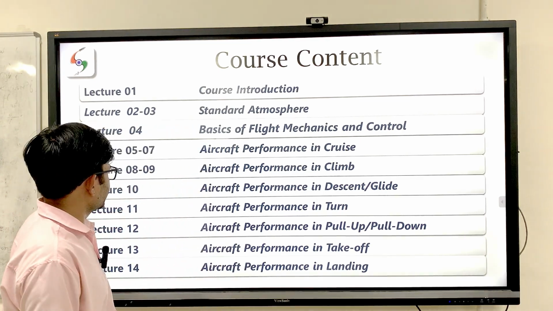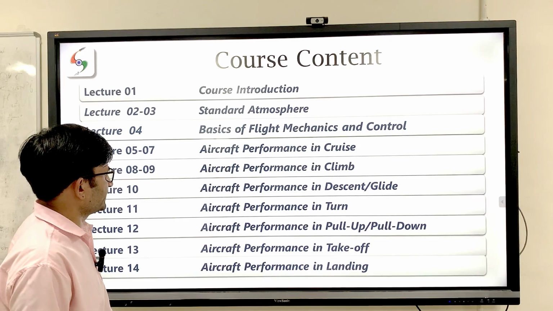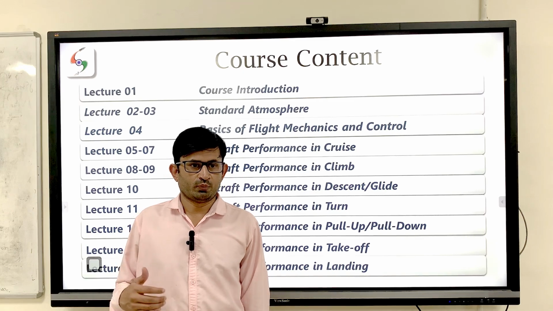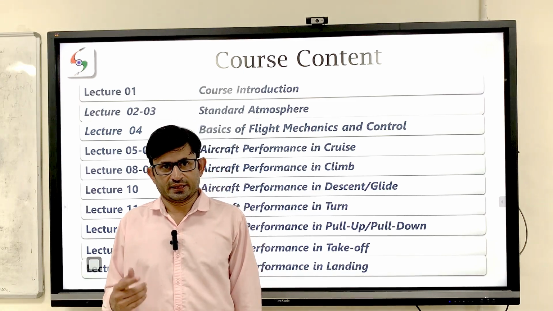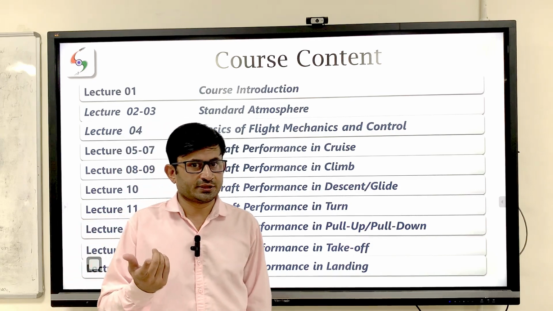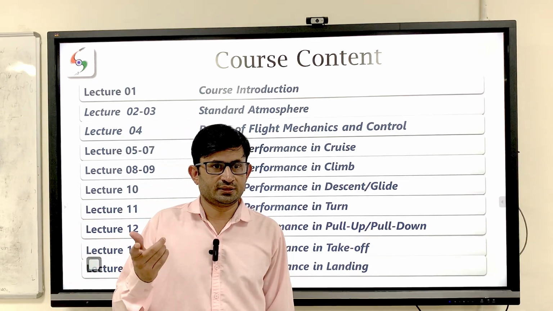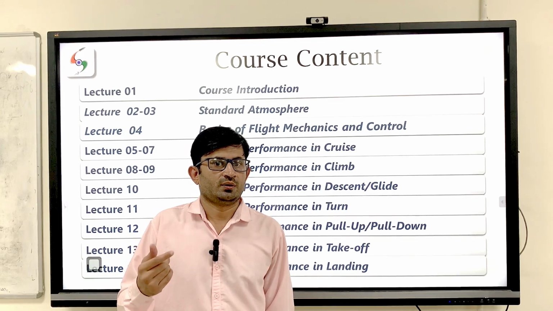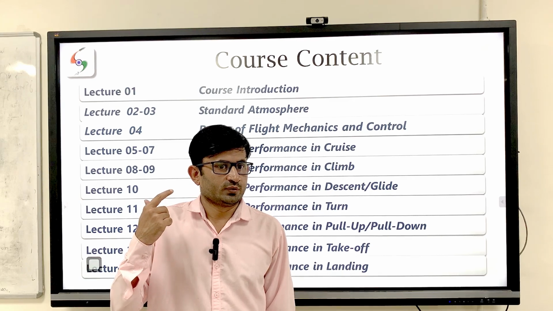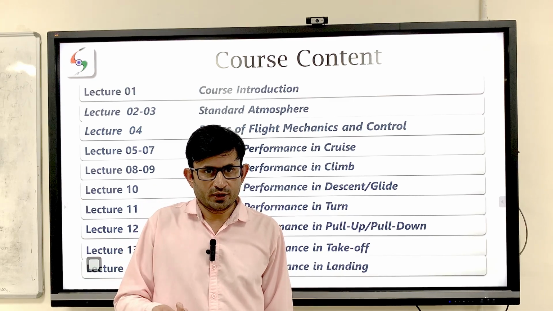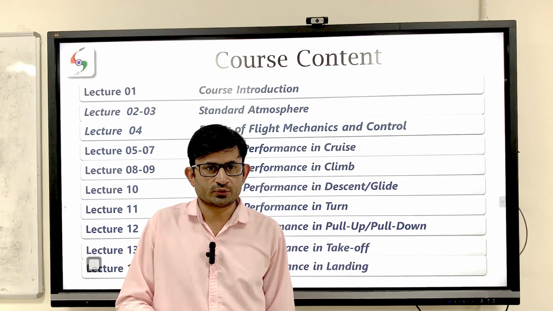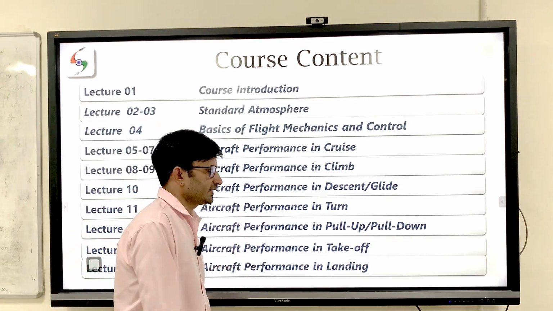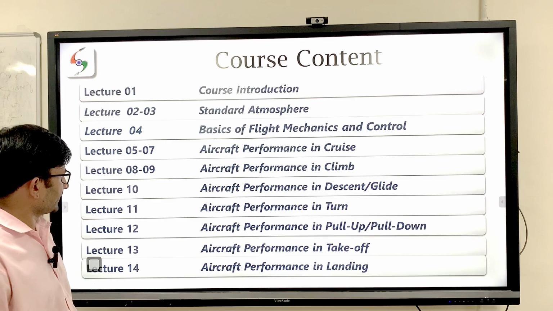Okay, and in lecture 10 we will discuss the aircraft performance in descent or glide flight. Generally when you go from point A to B, you will take off and attain a certain altitude, and then you will start flying at that altitude. When you want to land at point B, you have to decrease the altitude. So how the aircraft generally performs the descent, that we will discuss in lecture number 10.